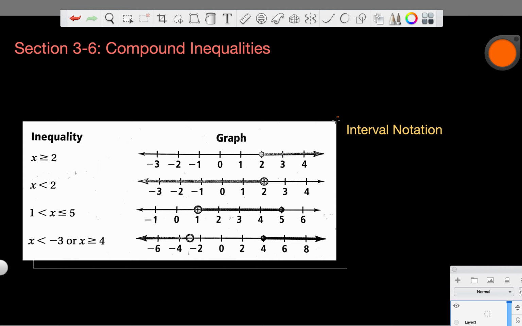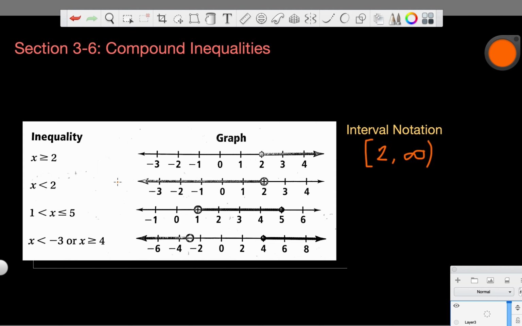Now, our first number is 2, and our second number is positive infinity. Now, we have a closed circle here, right? Meaning that it's equal to. So we use a bracket. Now, whenever you have an infinity, no matter what, you use a parenthesis. So this interval notation can tell you that you're starting at 2 with a closed circle and you're moving on infinitely to the right because it's positive infinity forever. Okay?